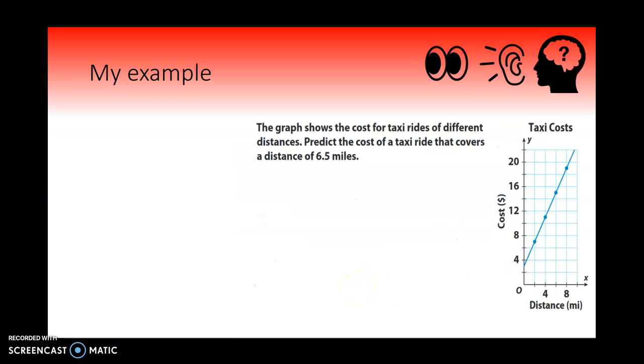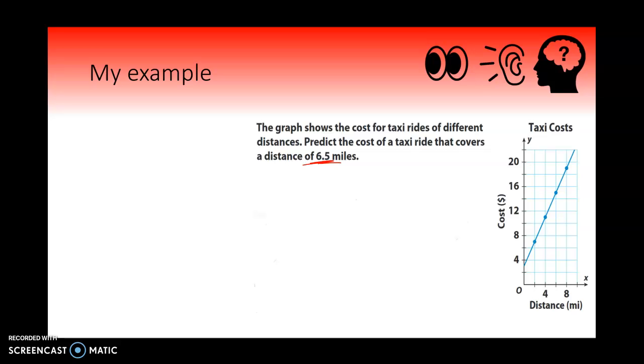So here's my example. It says the graph shows the cost for taxi rides of different distances. Predict the cost of a taxi ride that covers a distance of 6.5. They give us a prediction that is typically not a nice point on a graph. 6.5 would be a little bit after 6, and that is not a nice point on the graph. So that's why we are going to calculate it to figure out where it is and how much it is. So first step is we got to calculate slope.